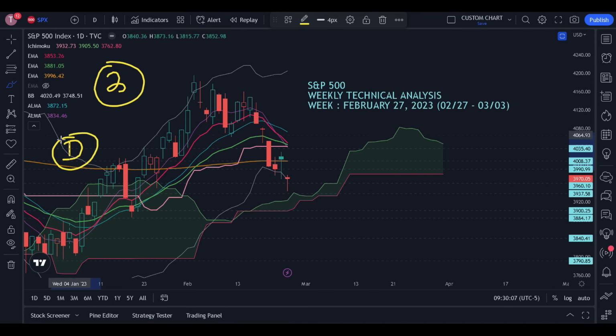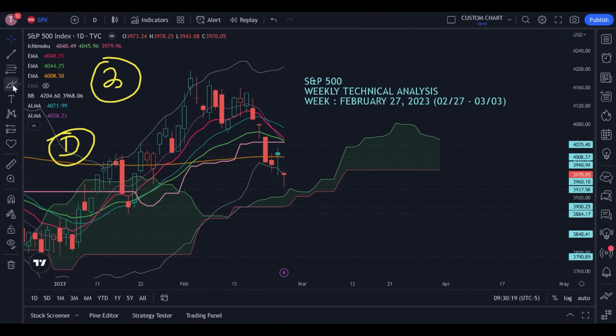D as in daily chart. Daily chart means that one candle represents one day, not one week, one month or one hour. One candle means one day. So the first thing that we are going to see here is the candle itself, the shape of the candle. It is simply a bearish candle, nothing else.